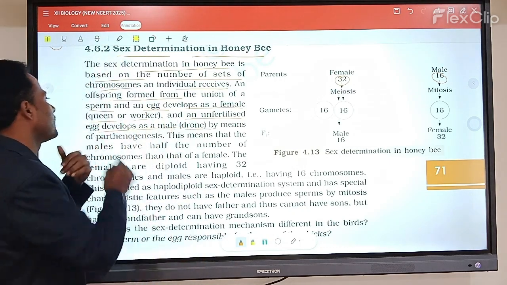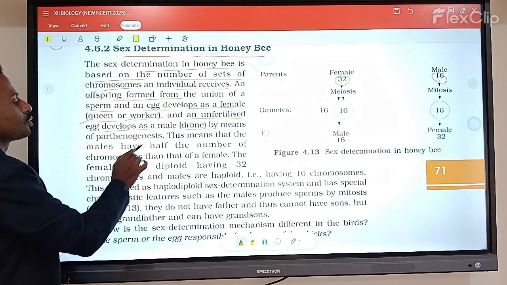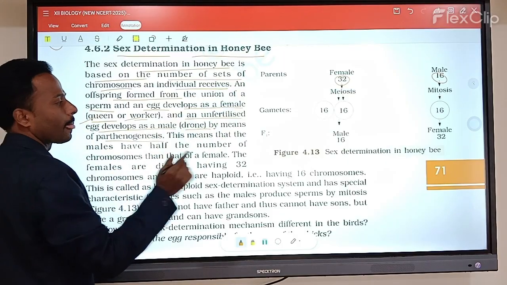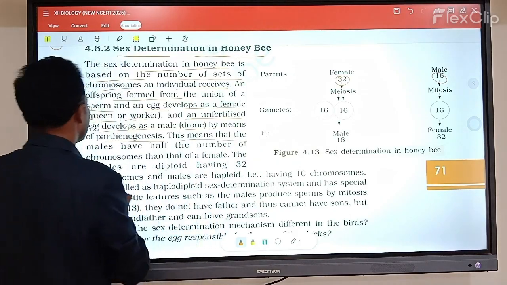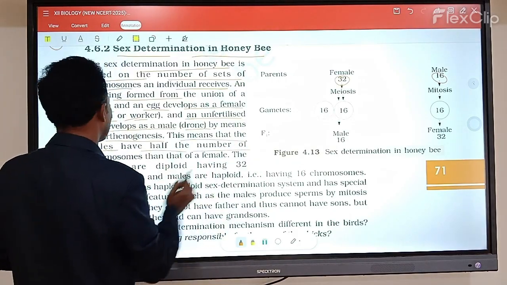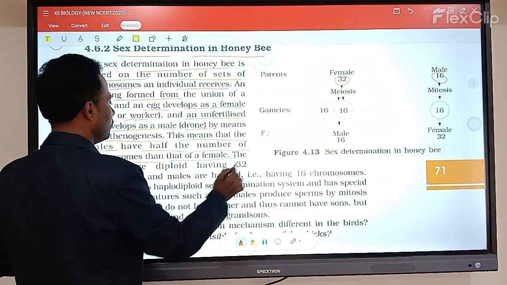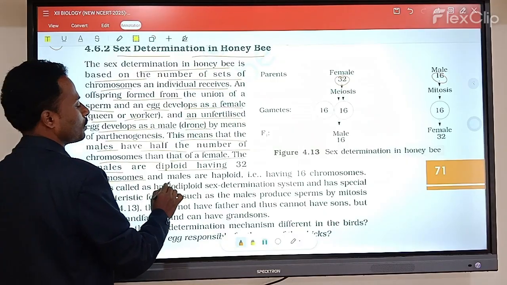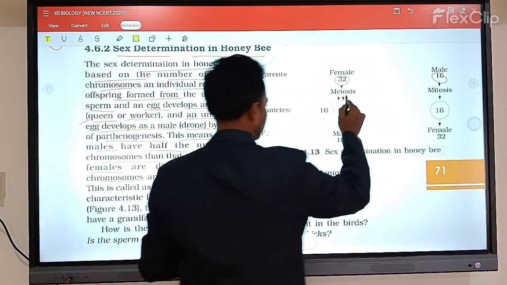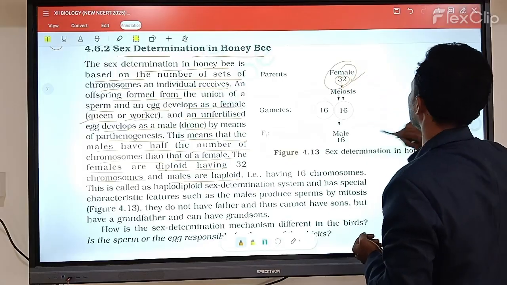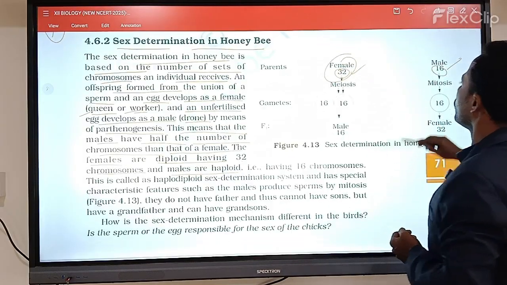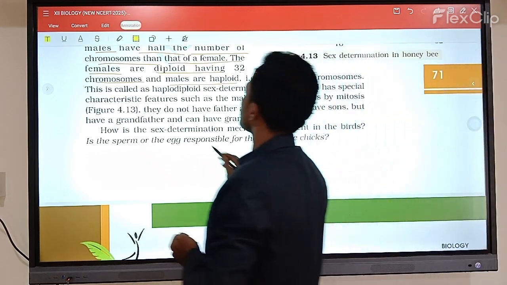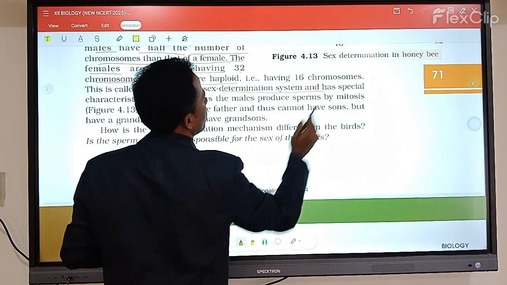Fertilized eggs become a queen or workers, and unfertilized eggs form a drone. This is parthenogenesis. Males have half the number of chromosomes, while females are diploid with 32 chromosomes. Males are haploid with 16 chromosomes, which is called the haploid sex determination system.